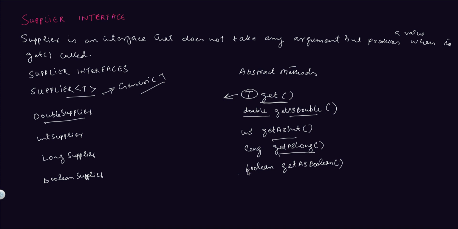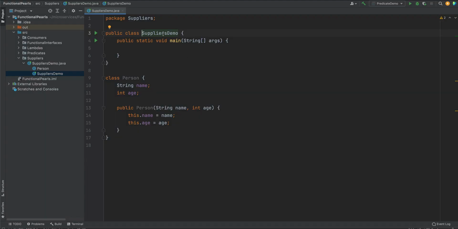So let's see examples of how we would implement these interfaces. I have already created a SupplierDemo class and the Person class. This class has a name and age, and this constructor is provided so we can easily create a person object with two arguments. First one is name and second one is the age. So let me take you through the example.